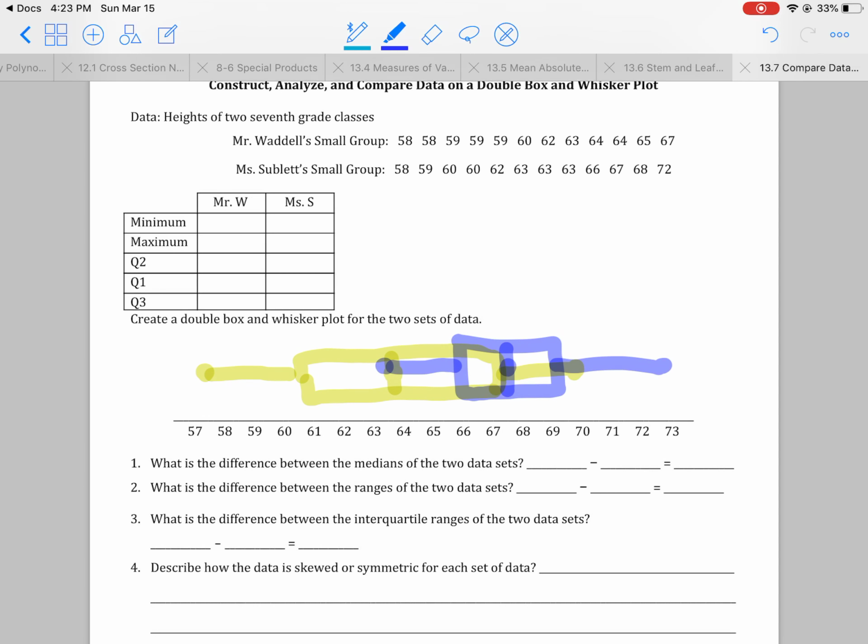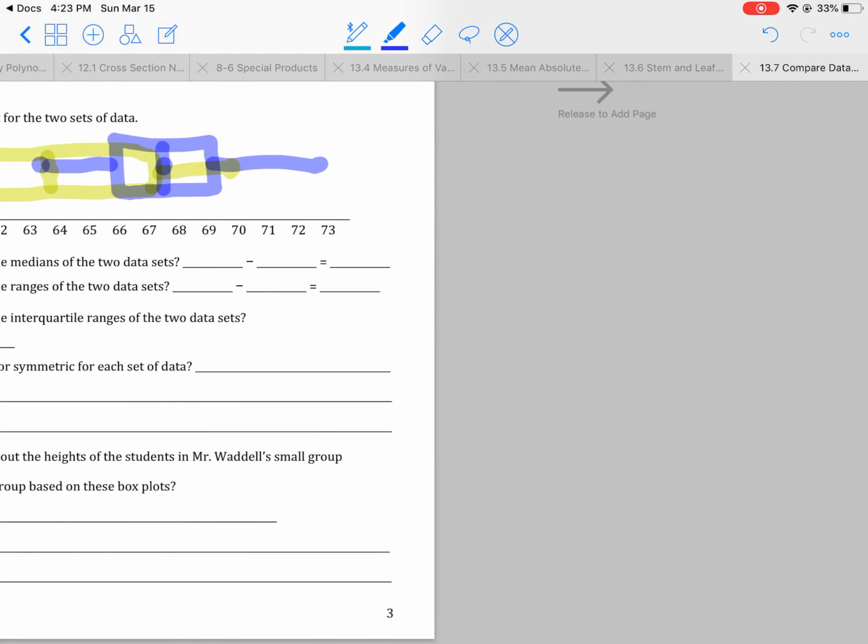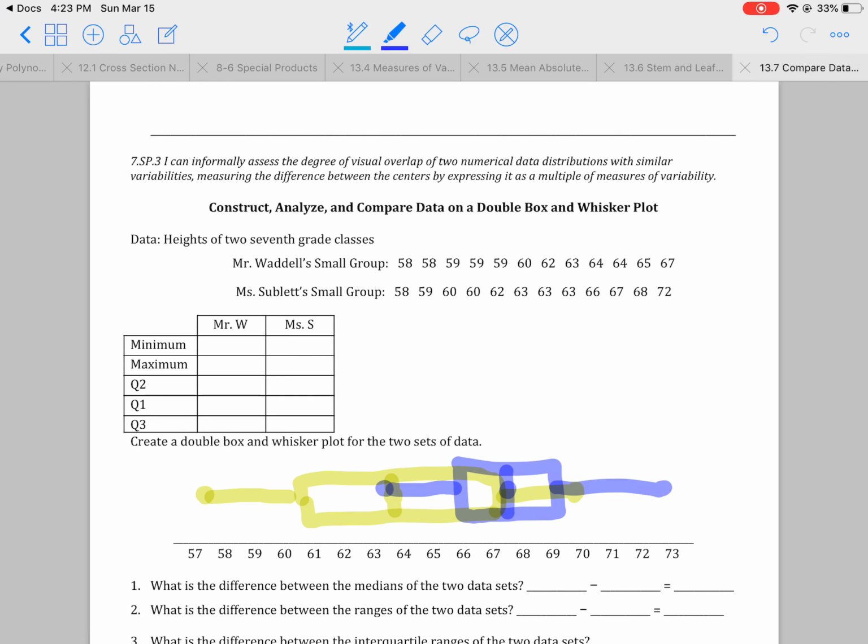This is what is the difference between the medians, the ranges, the interquartile range, and describe how the data is skewed. This is basically a culmination of all the stuff that you have learned so far. So it's important that you use those notes that we gave you. Use the videos for resources to remember how to do each of these sets.